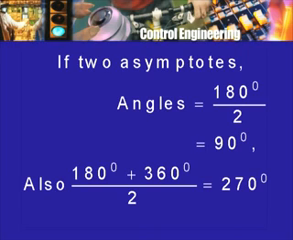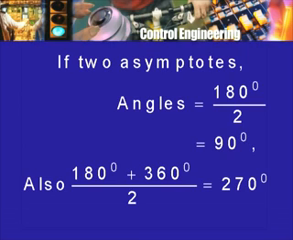But there are two asymptotes. Why 2? Because the difference between the number of poles and zeros is 2. So what is the angle made by the other asymptote? In addition to 180, I can now consider 180 plus 360 and divide by 2. Now I get an angle which is 270 degrees, which is not the same as 90 degrees. So I get two different angles. If there are two asymptotes, the angles made by them will be 90 degrees and 270 degrees.